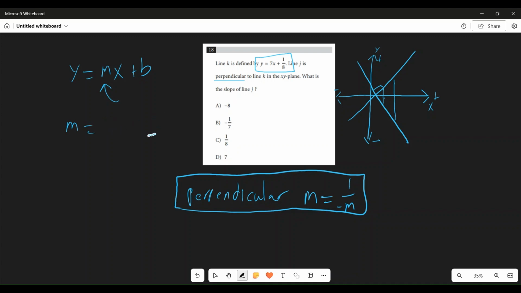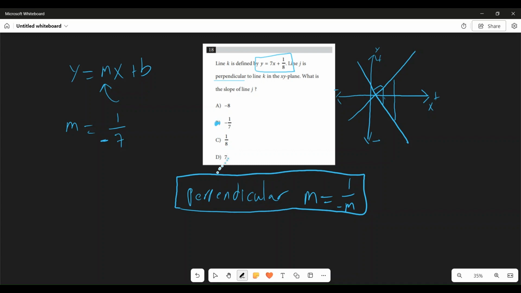Just kidding, that was a test. Remember, it's a perpendicular line, so we need to find 1 over the slope and the opposite. So 1 over 7, or the inverse of 7, is going to be 1 over 7. And then we just find the negative. So there you go, that is answer B right there.